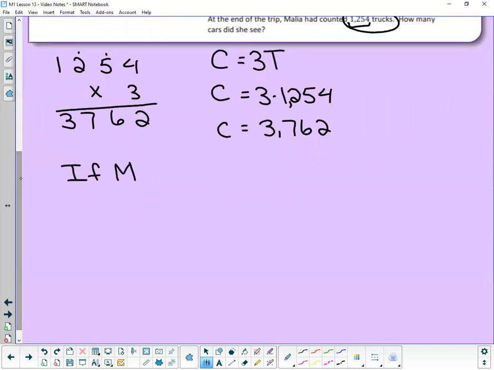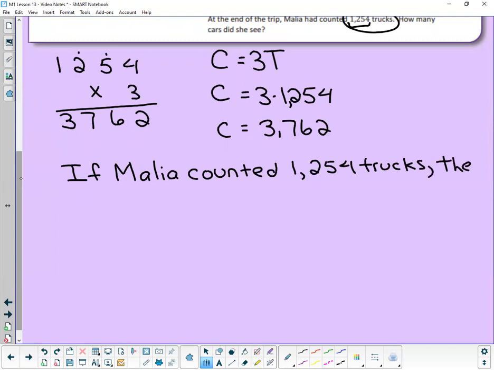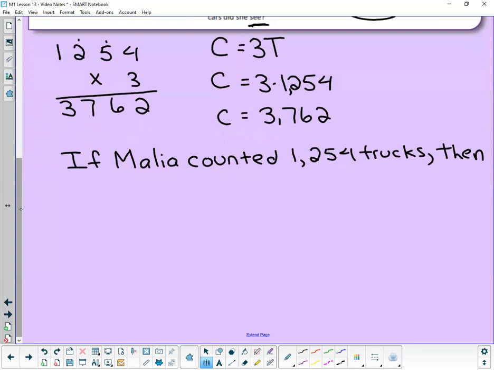All that's left, give myself a little bit of space here. If Malia counted 1,254 trucks, then notice it says how many did she see? Then she saw, not seesaw, she saw 3,762 cars. We're New Englanders, so we don't always pronounce the R's. Cars.